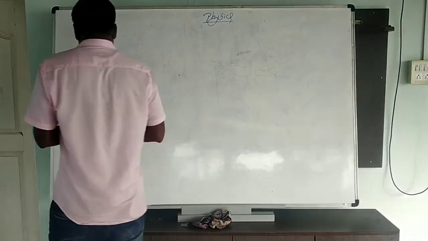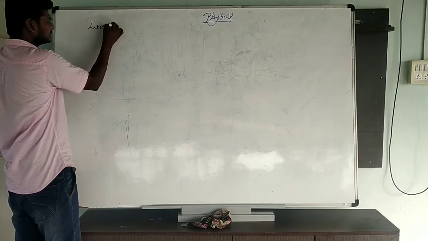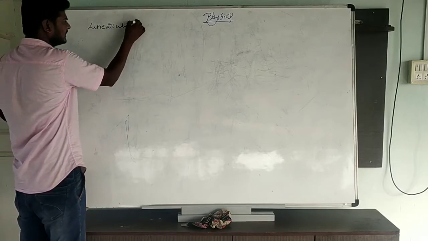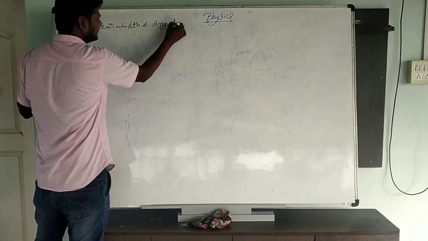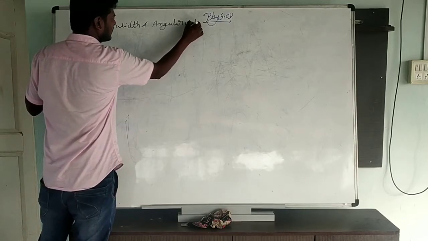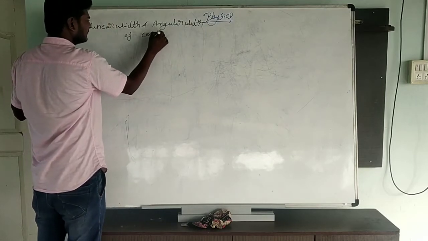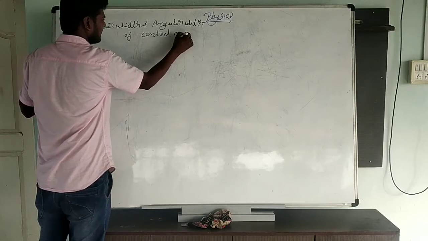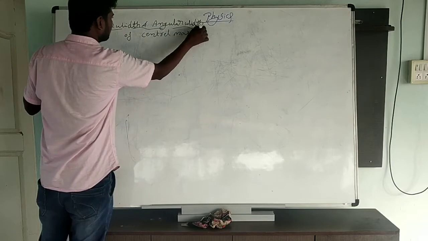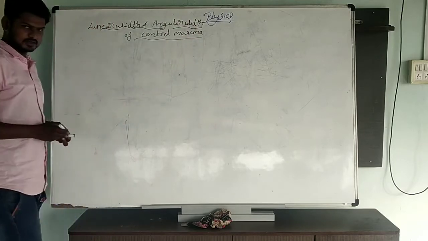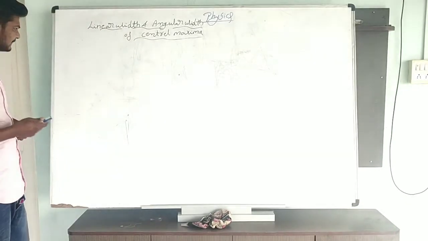In today's class we will derive the expression for the linear width and angular width of the central maxima. First we can draw the diagram here.